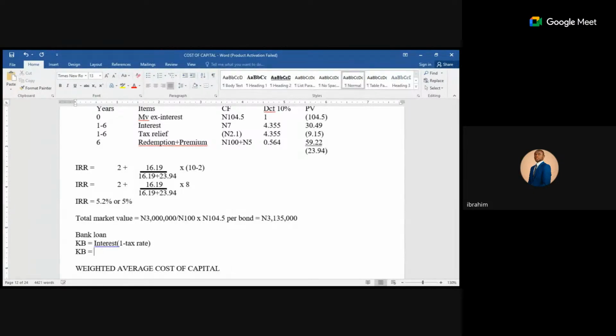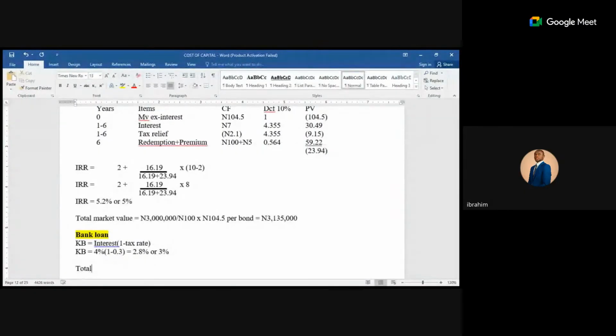So what is the interest rate on the bank loan? 4%. So we have 4%, 1 minus tax rate. What is the tax rate? 0.3, right? So what do we have? 2.8%, sir. 2.8%. Or you can make it 3% or 2%.